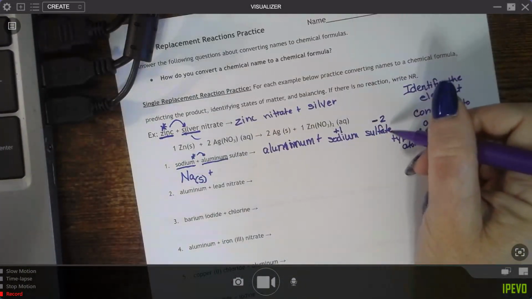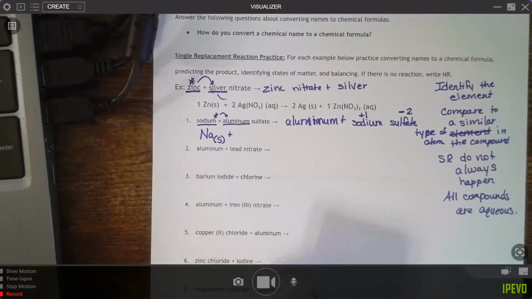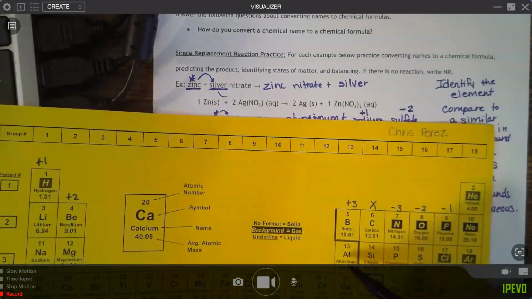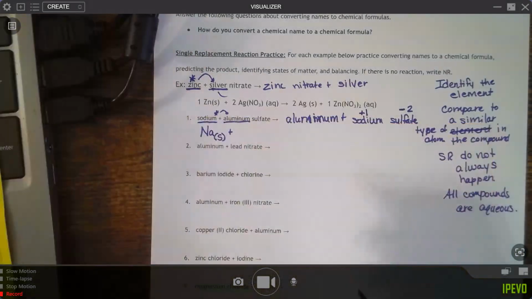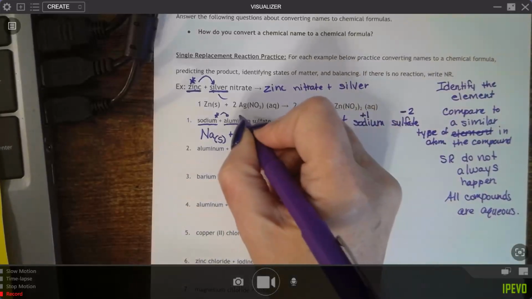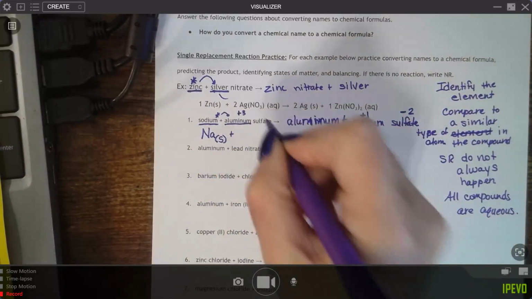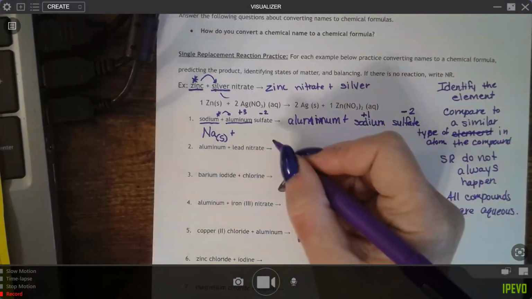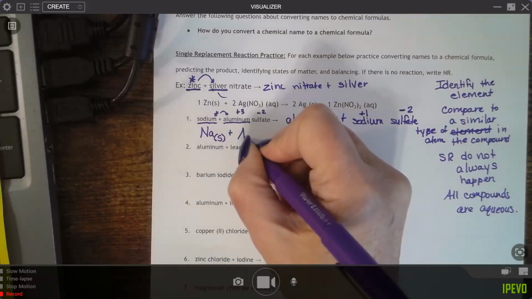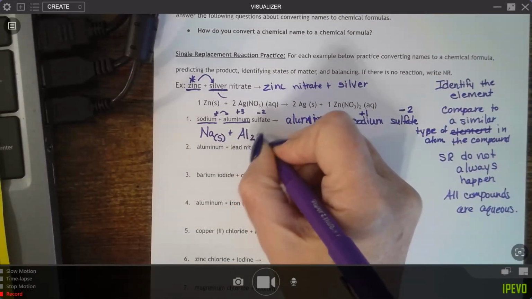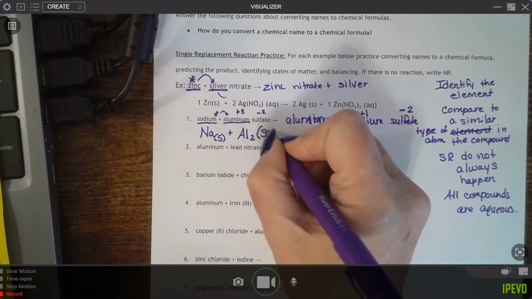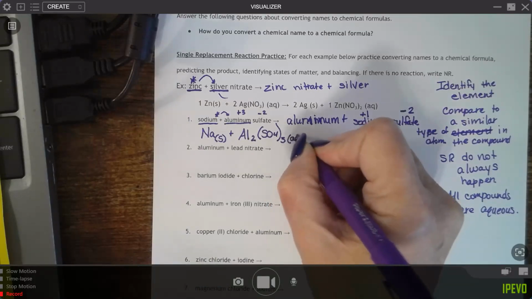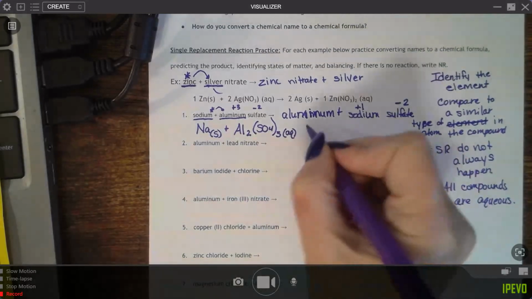I got sodium sulfate. I didn't do aluminum sulfate. So let's do that first. Sorry, guys. So aluminum, in aluminum sulfate, aluminum is +3. Sulfate, we already looked it up, is -2. So if I crisscross charges here, I get Al2(SO4)3. That's going to be aq, or aqueous.